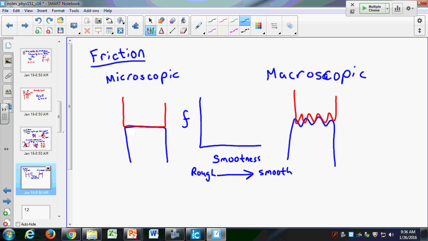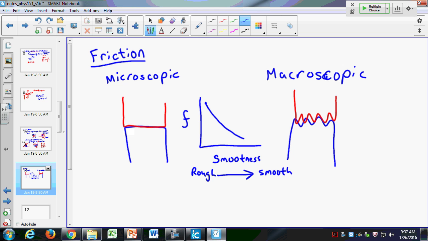As I increase the smoothness, as you might expect, the friction starts out big, and it decreases, right? You would expect that. As you make it smoother and smoother, you get less and less frictional force between the two objects, okay? Not smoothness. It should be smoothness.